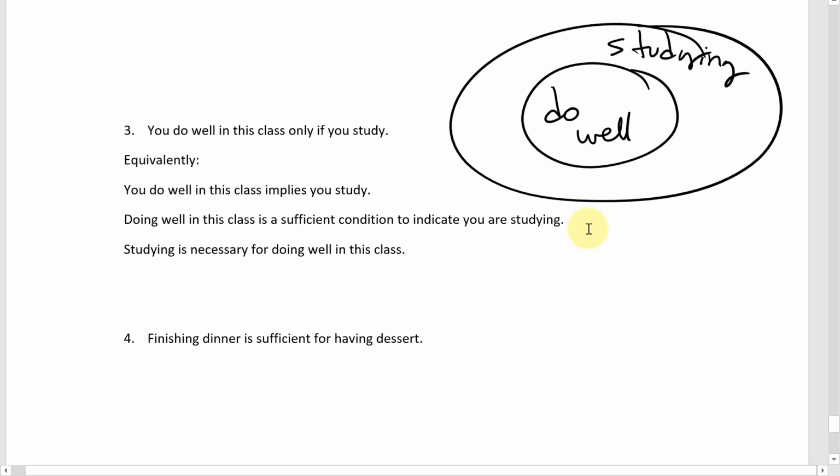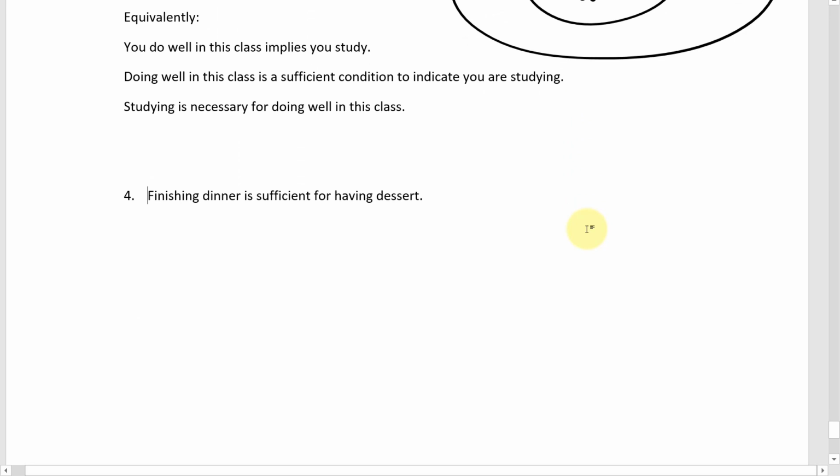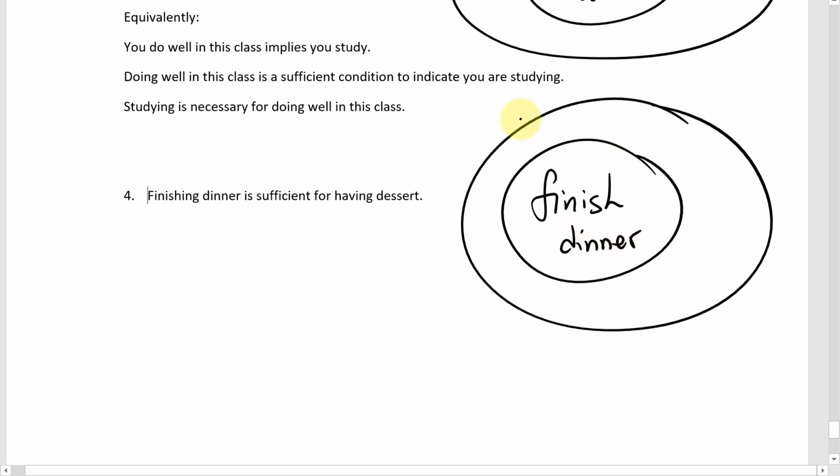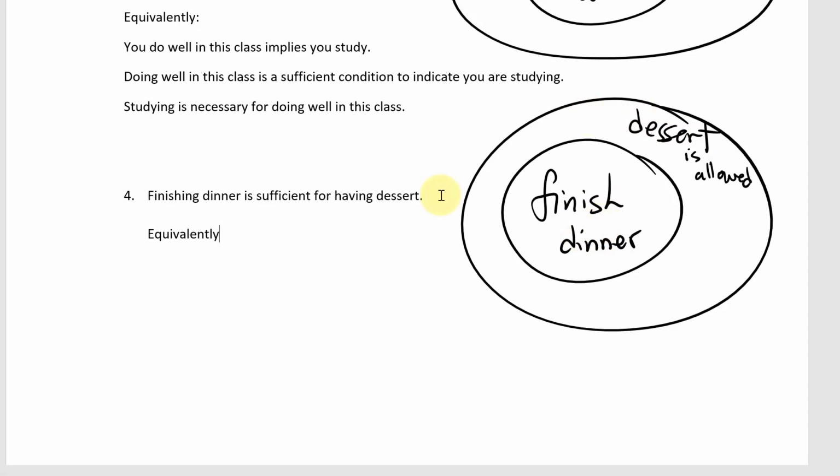So let's finish off with one last example here. Finishing dinner is sufficient for having dessert. So you could translate that into a Venn diagram as a sufficient condition. If finished dinner is true, then you know that dessert is allowed. People that are in the circle of finished dinner, they can have dessert. So we can write some other logically equivalent statements like finishing dinner implies you can have dessert. That's one possibility.